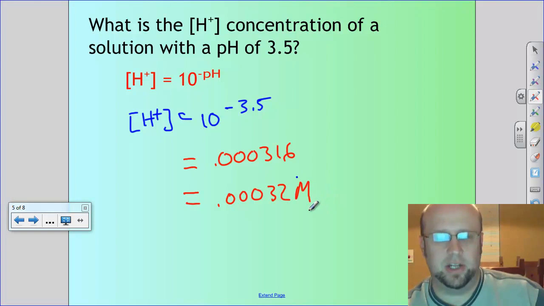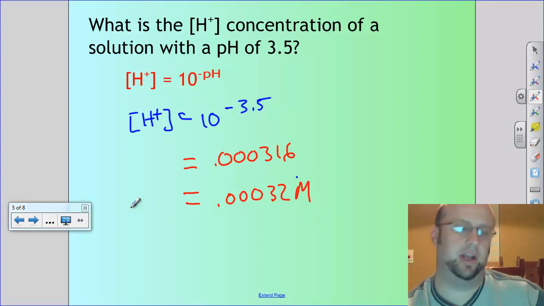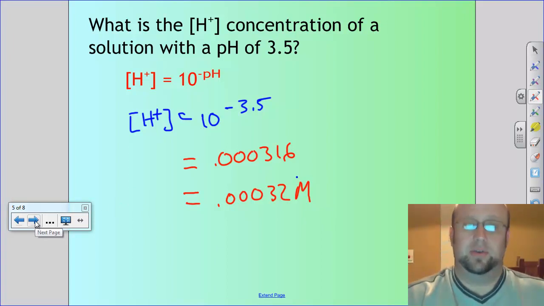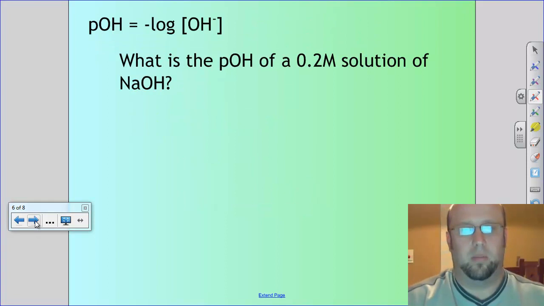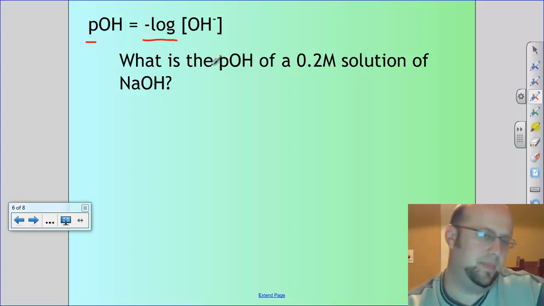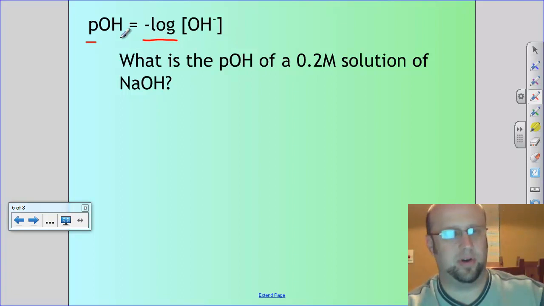And remember, if you needed units, it's molarity. Anytime you have brackets, it's always going to come out to be molarity. Okay? So that's all there is to those calculations, really. Real quick, we can also get pOH. P is like a mathematical term. It always means negative log of whatever you put after it. Okay? That's what we call an operator.